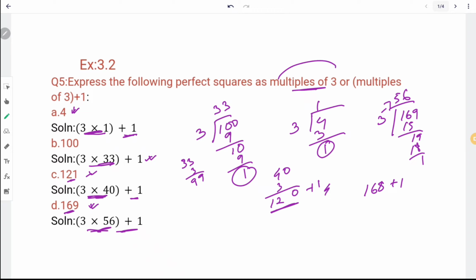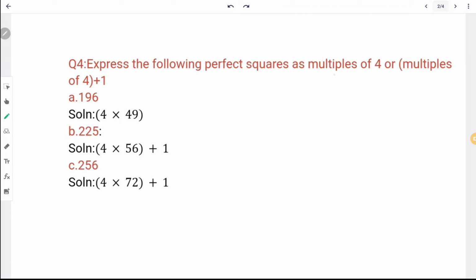Okay, once again, multiples of 3 or multiples of 3 plus 1. All right, let's have a look here again. Express now as multiples of 4 or multiples of 4 plus 1. First is 196, 4 4s are 16, 9 minus 6, 36, 4 9s are 36. So here we get it straight away.